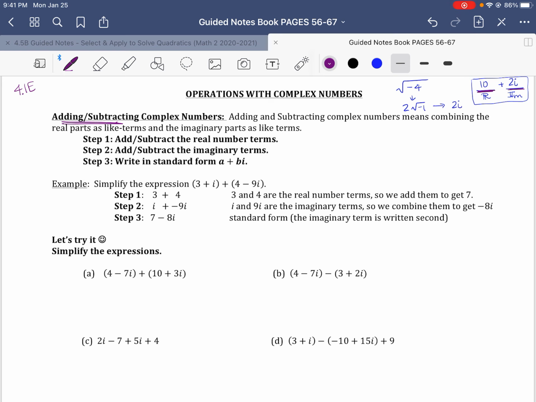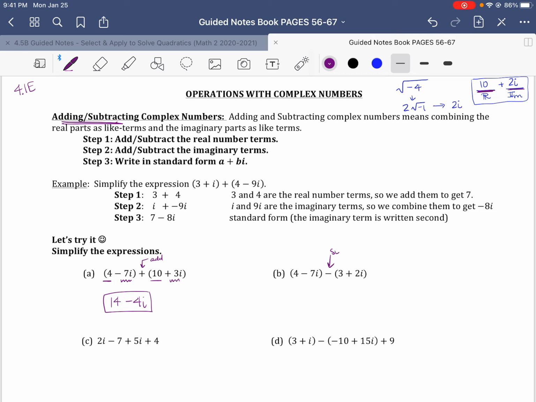So on part A, again, make sure we know this is addition, so I'm just combining like terms. Looks like we have 4, we have a 10 here that are the real parts, so 4 plus 10 is 14. Then you have -7i plus 3i gives us a -4i. So we just combine those.